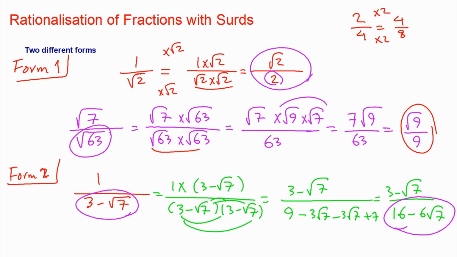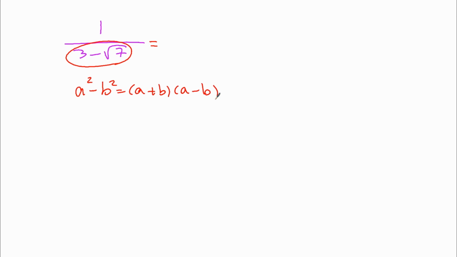So I'm just going to look at 1 over 3 minus the square root of 7. The answer for form 2 of rationalization is we need to times this by a term that would make a difference of 2 squares. If you remember, we had a squared minus b squared equals a plus b times a minus b. So if we have a plus b, we need to times it by a minus b. If we have a minus b, we need to times it by a plus b.